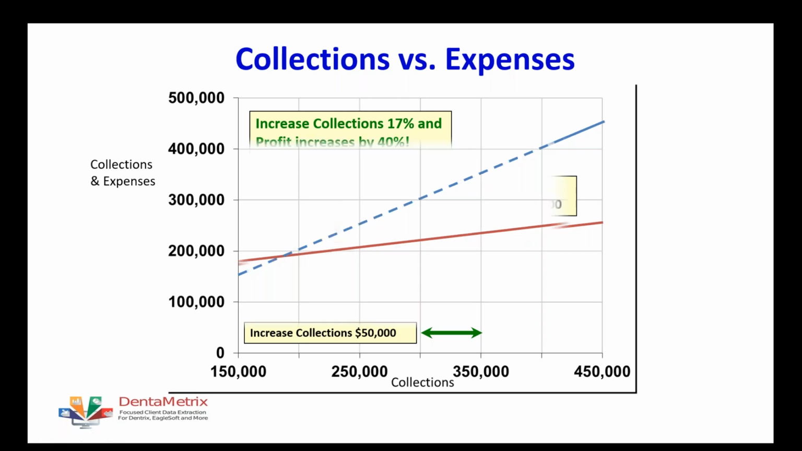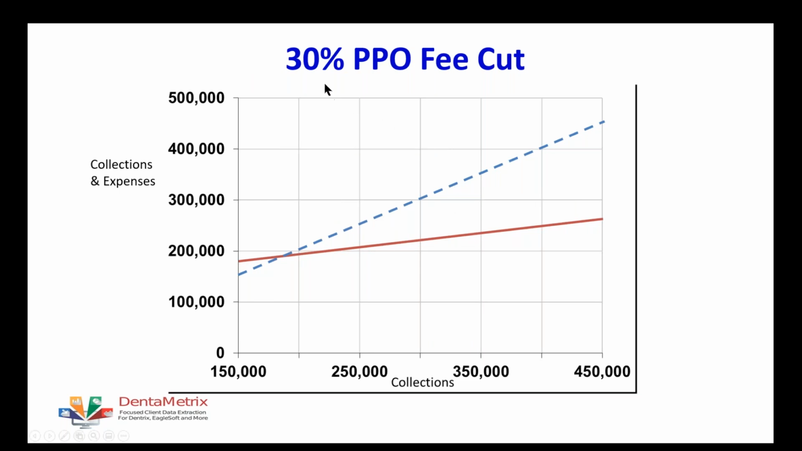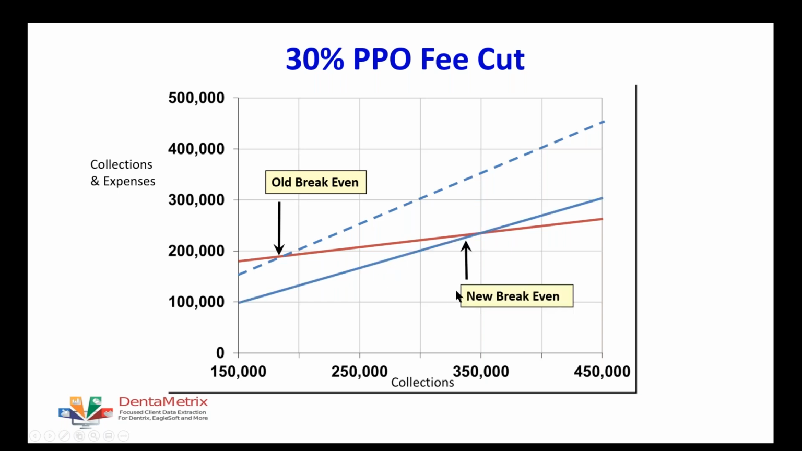However, let's see what happens if we have a 30% PPO fee cut. Here's our original collections. Here's our original break-even. But let's see what that does with a 30% fee cut, and we pull this dotted line down 30%. Look where your new break-even is. It's way out here somewhere. And here's why your overhead looks so high, especially, and it is high in reality based on your collections, because you're way out here at this break-even point.